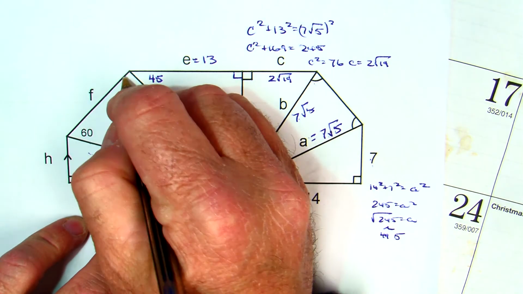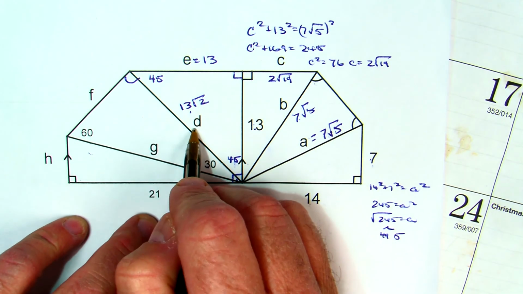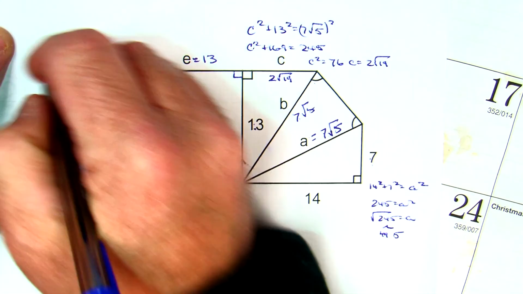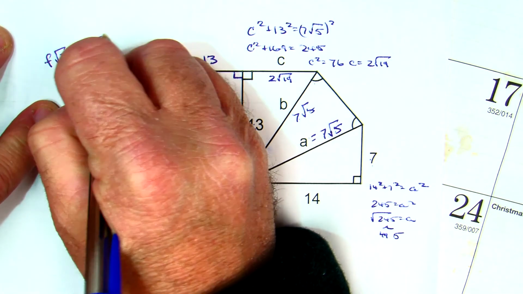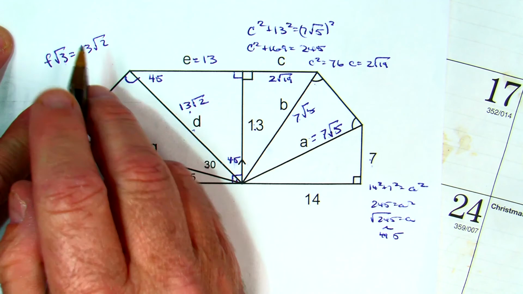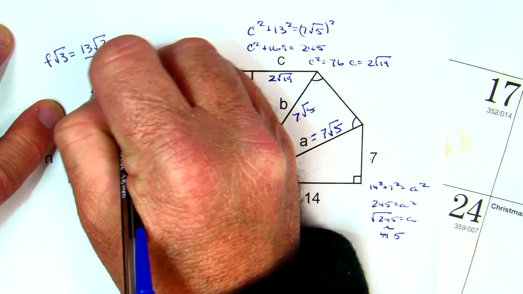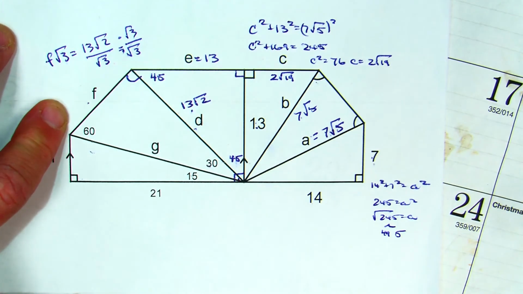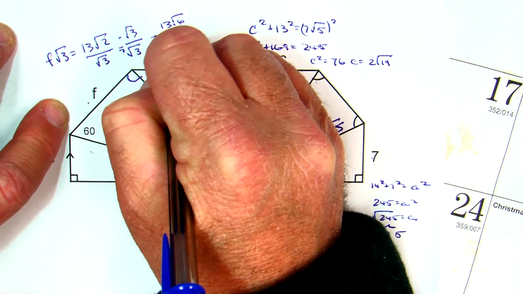Now, I have a 30, 60, 90 right triangle. 13 root 2 is equal to D. Well, unfortunately, that's my root 3 side. So F root 3 would be 13 root 2, because remember, we take whatever the smallest leg is and multiply by root 3. To solve for F, we divide by root 3 and then we rationalize. So this is what we're talking about when the radicals don't match up perfectly. So this becomes 13 root 6 over 3.